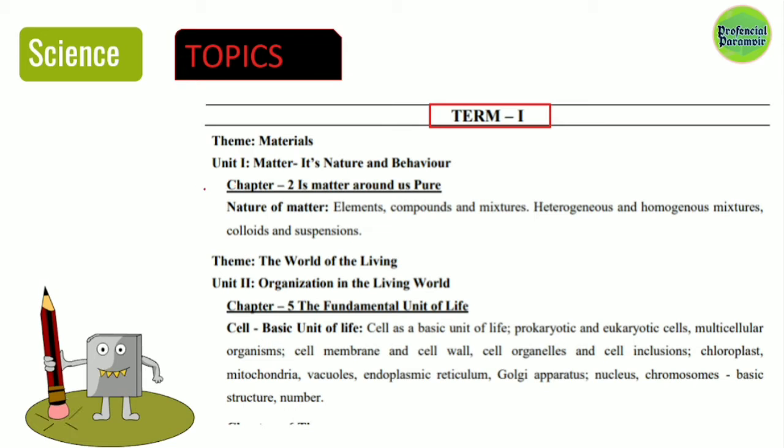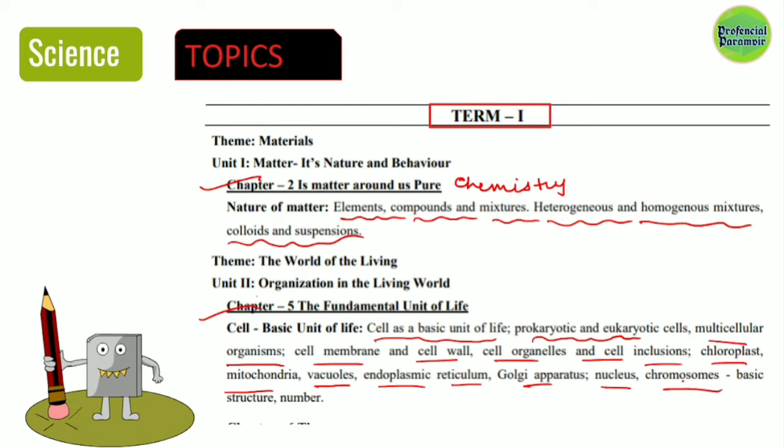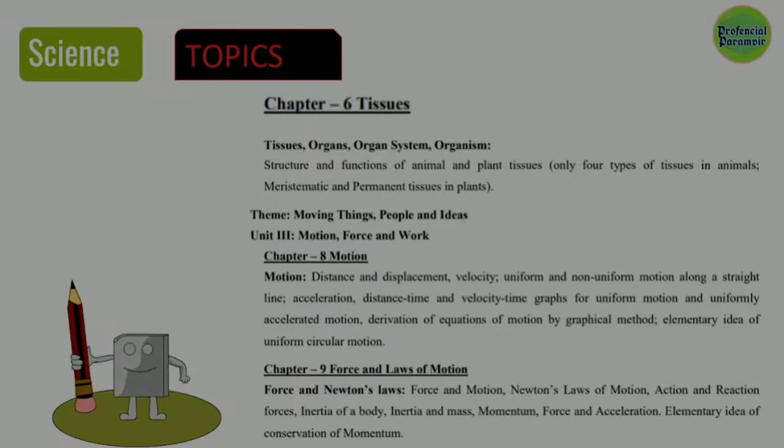For term 1, we have chapter 2 of chemistry, where we have to study elements, compounds and mixtures, heterogeneous and homogeneous mixtures, colloids and suspensions. Then from The Fundamental Unit of Life, we have to study the cell as the basic unit of life, prokaryotic and eukaryotic cells, multicellular organisms, cell membrane and cell wall, cell organelles and cell inclusions, chloroplast, mitochondria, vacuoles, endoplasmic reticulum, Golgi apparatus, nucleus, chromosomes, basic structure and their number.